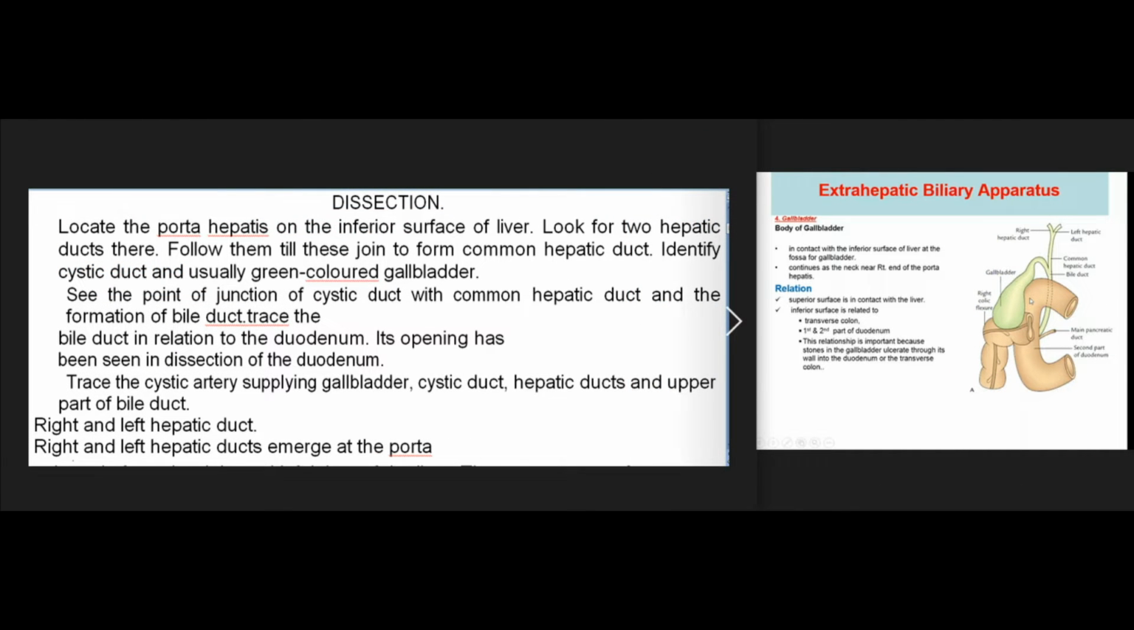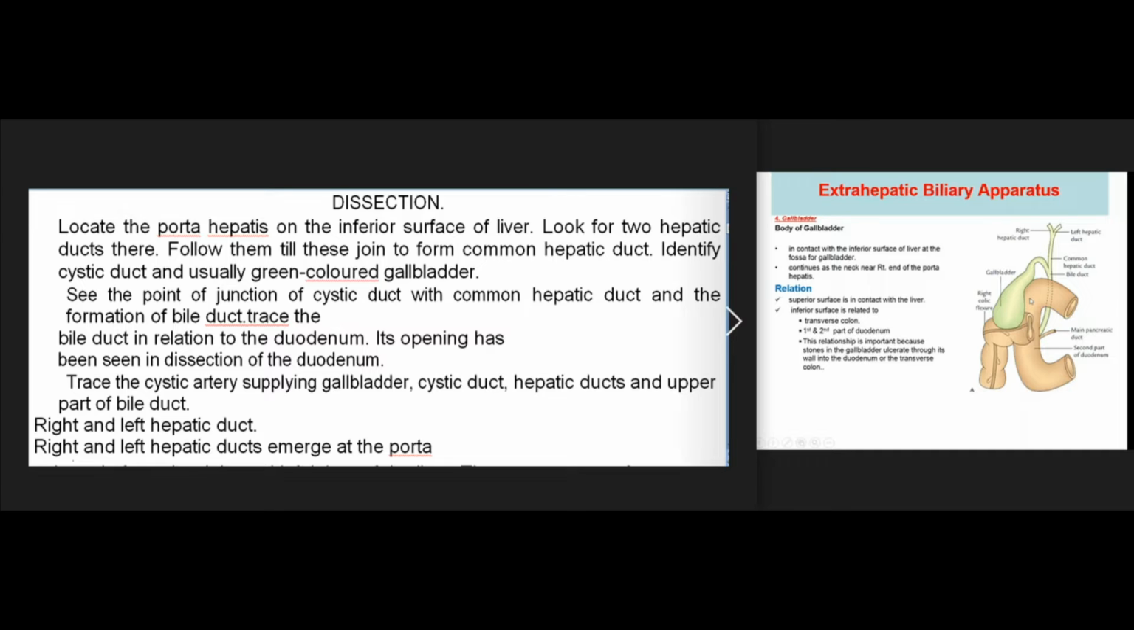Dissection. Locate the porta hepatis on the inferior surface of liver. Look for two hepatic ducts there. Follow them till these join to form common hepatic duct. Identify cystic duct and usually green-colored gallbladder. See the point of junction of cystic duct with common hepatic duct and the formation of bile duct. Trace the bile duct in relation to the duodenum. Its opening has been seen in dissection of the duodenum. Trace the cystic artery supplying gallbladder, cystic duct, hepatic ducts, and upper part of bile duct.